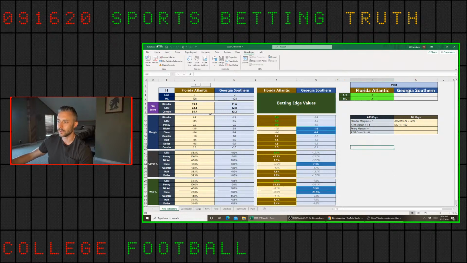So moving on to the next matchup, we got Florida Atlantic and Georgia Southern. I really don't know what to think about these two teams, to be honest with you, but my model loves Florida Atlantic, ATS and money line. So you have to go with that, I guess.